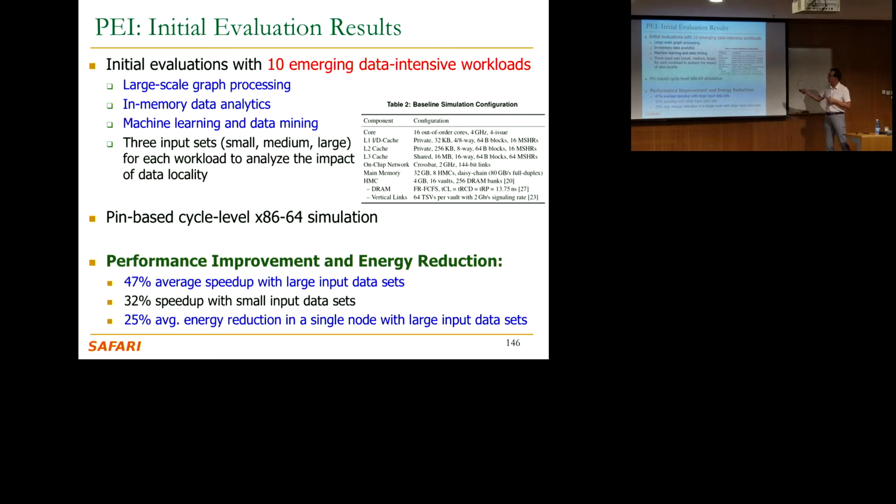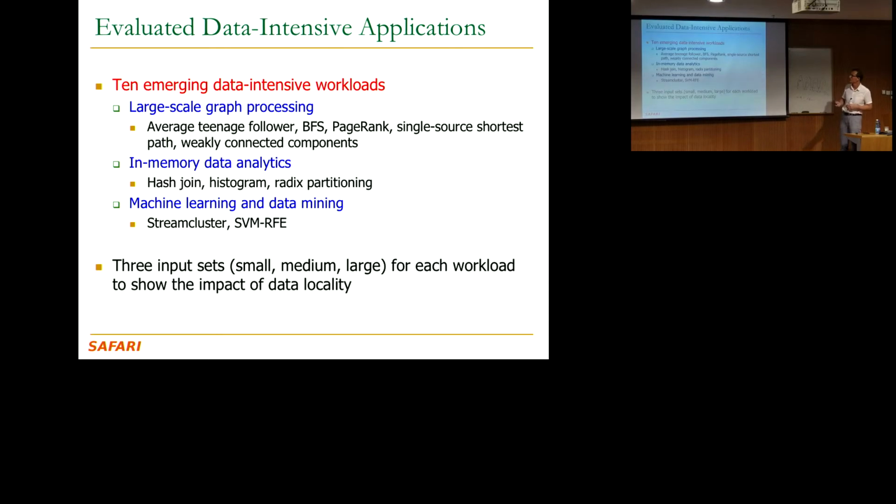So what we've done is we've evaluated these instructions that I showed you earlier on 10 data-intensive workloads. Some of them are graph processing workloads that we used earlier. Some of them are machine learning and data mining, like SVM. And we looked at three different input sets, because input set size matters quite a bit. And this is the summary of the results. You get about 47% average speedup with large input data sets, and 32% speedup with small input data sets, and 25% energy reduction with a single node with large input data sets. So we're going to look at these results a little bit more. These are the workloads that we looked at: graph processing, data analytics, and machine learning and data mining.